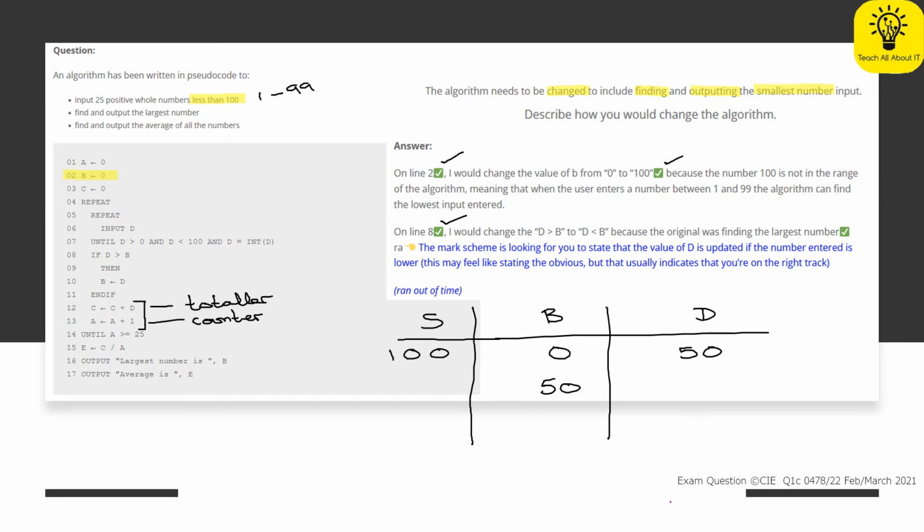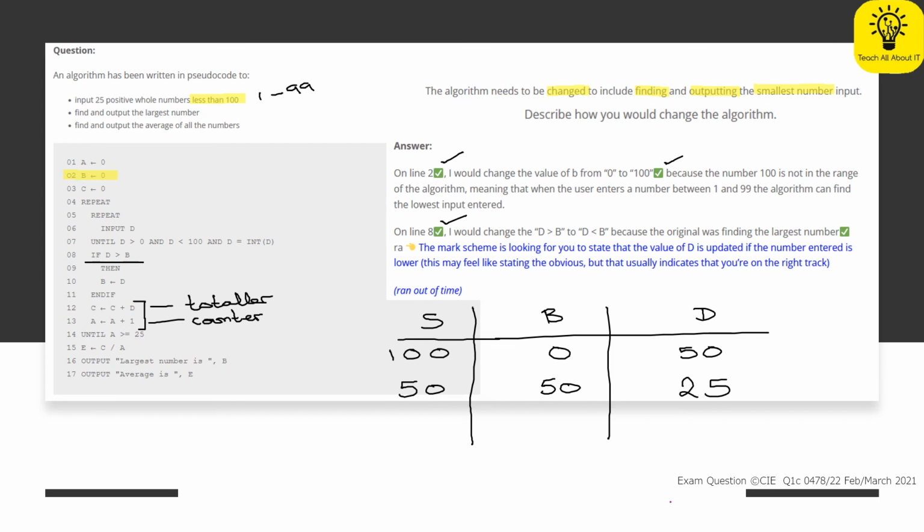Now I'm going to have an if statement in there, exactly the same as you would have here. If D is more than B, then B is going to take the value of D. Well, this is going to be different. This is going to be if D is less than S, which it is. That's going to be the smallest. Okay, so I'm going to now go for 25.